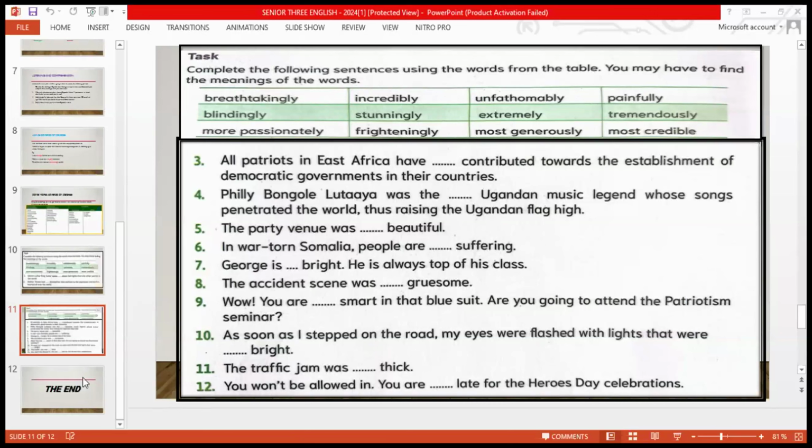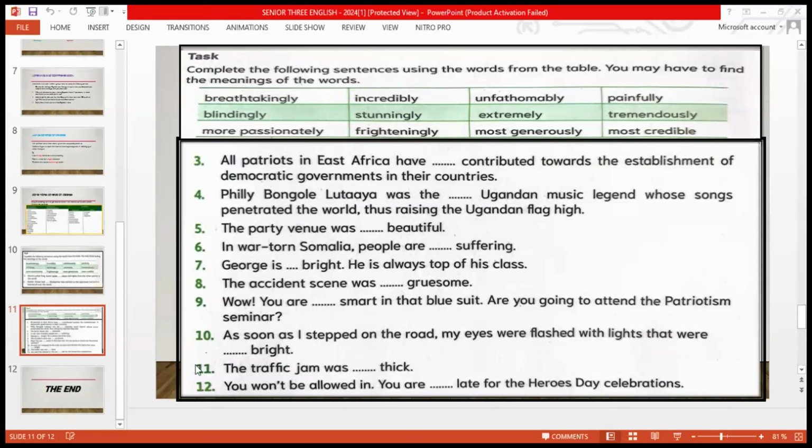Someone is using a Lenovo tab. Please unmute, give me your name and the answer. Yes, my name is Katusa Emmanuel. I think the traffic jam was most generously thick. Emmanuel, again. Remember, most generously. Where did we use it? Teacher, let me try again. Try another word that can explain traffic jam.